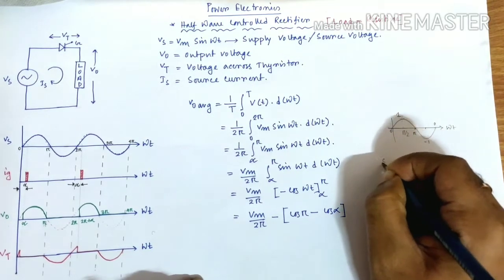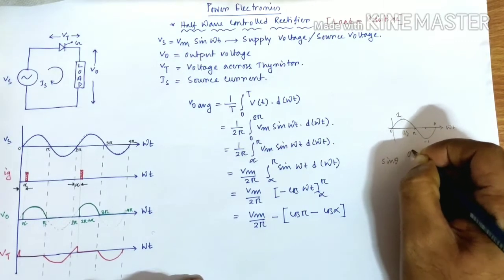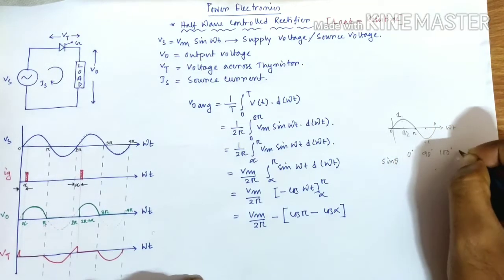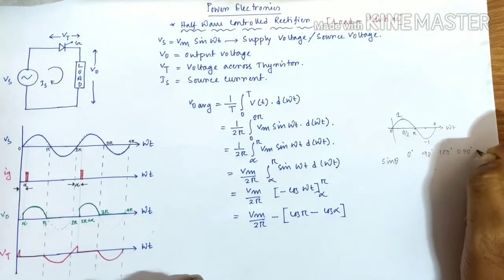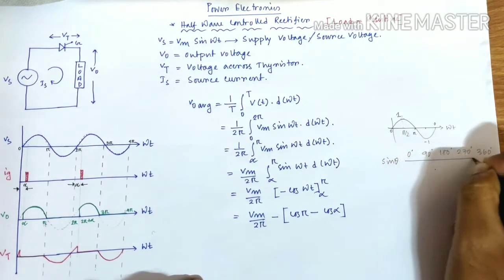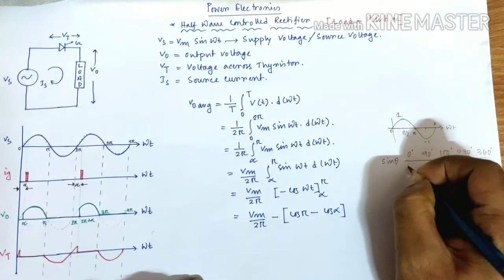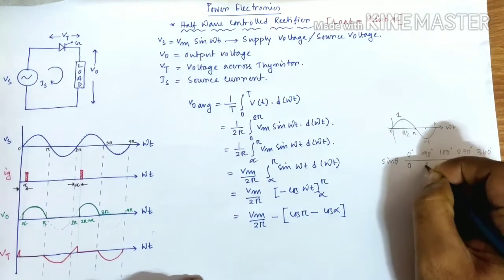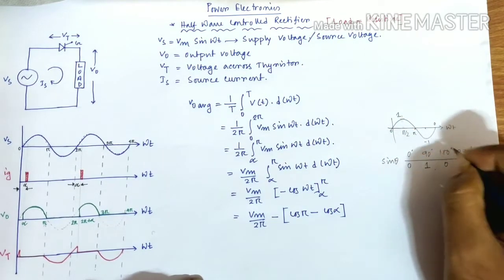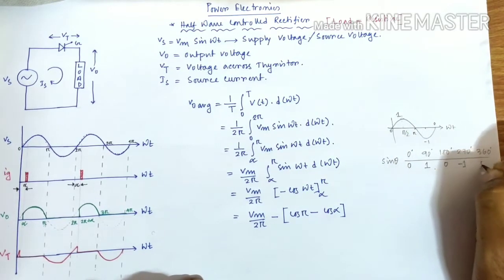I am writing here. For sine theta, when the angle is 0 degree, 90 degree, 180 degree, 270 degree, and 360. If we know this one, that is enough for us. Now we know from the diagram we can find out sine 0 is 0, sine 90 is 1, sine 180 is once again 0, sine 270 degree is minus 1, sine 360 is 0.